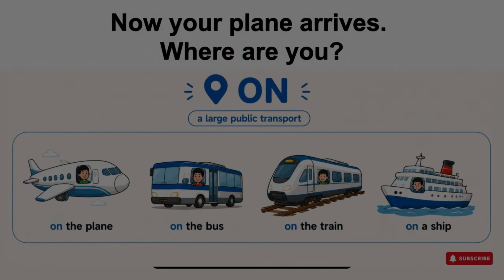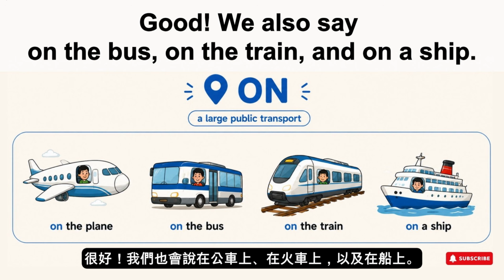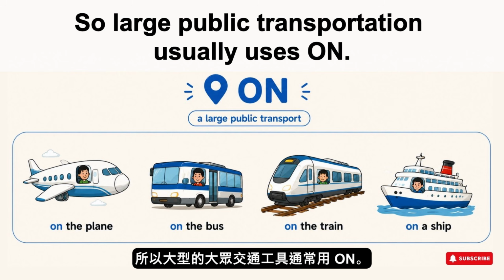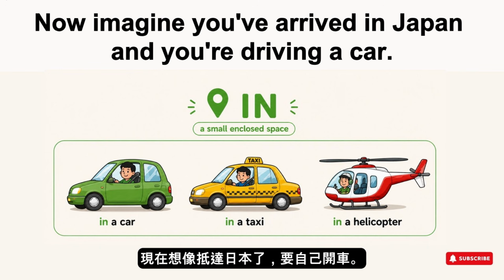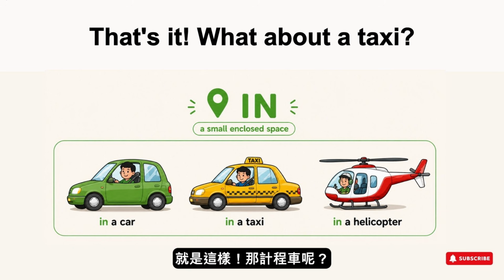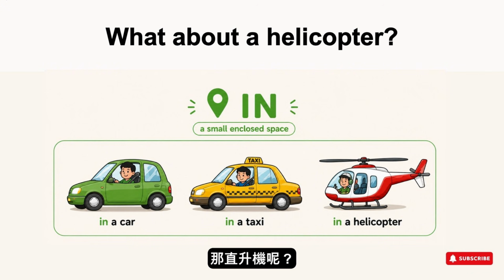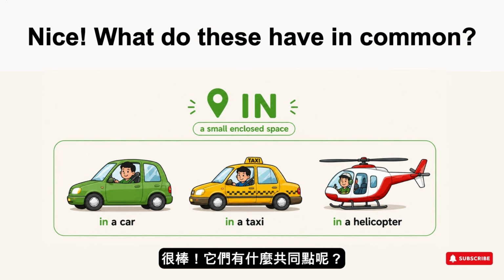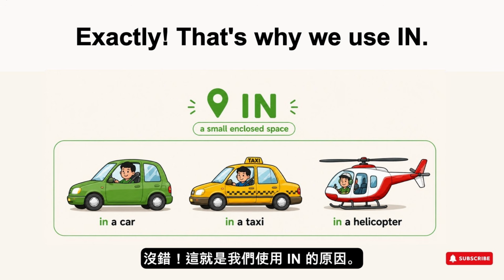You've got it. Now your plane arrives. Where are you? I am on the plane. Good. We also say on the bus, on the train, and on a ship. So large public transportation usually uses on. That's the pattern. Now imagine you've arrived in Japan and you're driving a car. What do we say? I am in a car. That's it. What about a taxi? I am in a taxi. What about a helicopter? I am in a helicopter. Nice. What do these have in common? They all feel like small spaces around me. Exactly. That's why we use in.